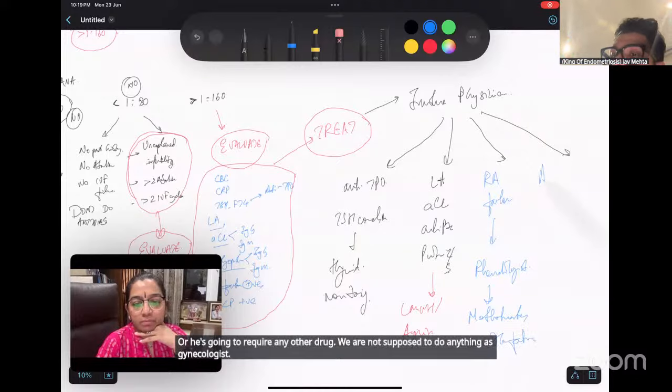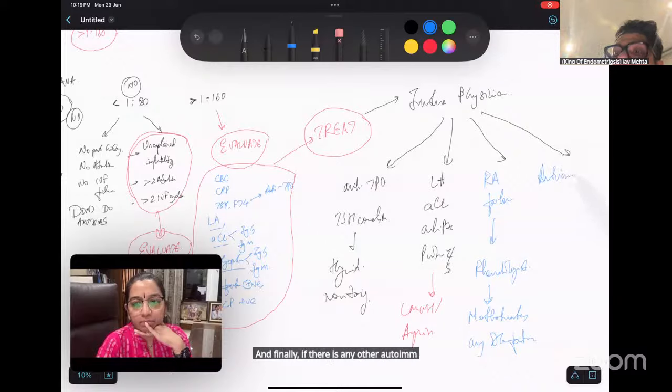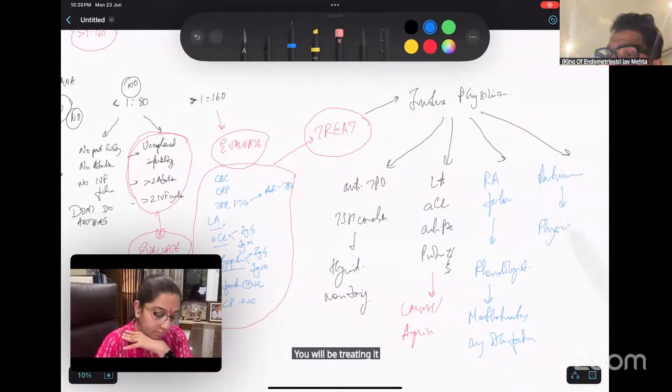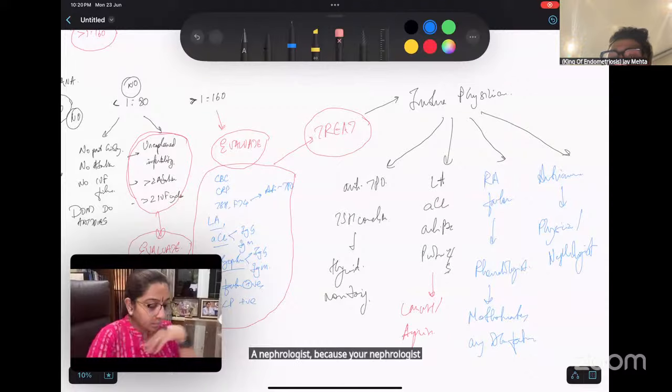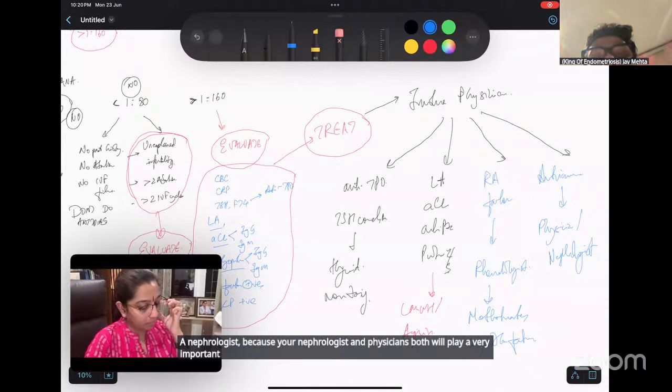And finally, if there is any other autoimmune condition, you will be treating it in support with a physician or a nephrologist, because your nephrologist and physicians both will play a very important role in the management of anti-nuclear antibodies. Now, this finishes the first 10 minutes.